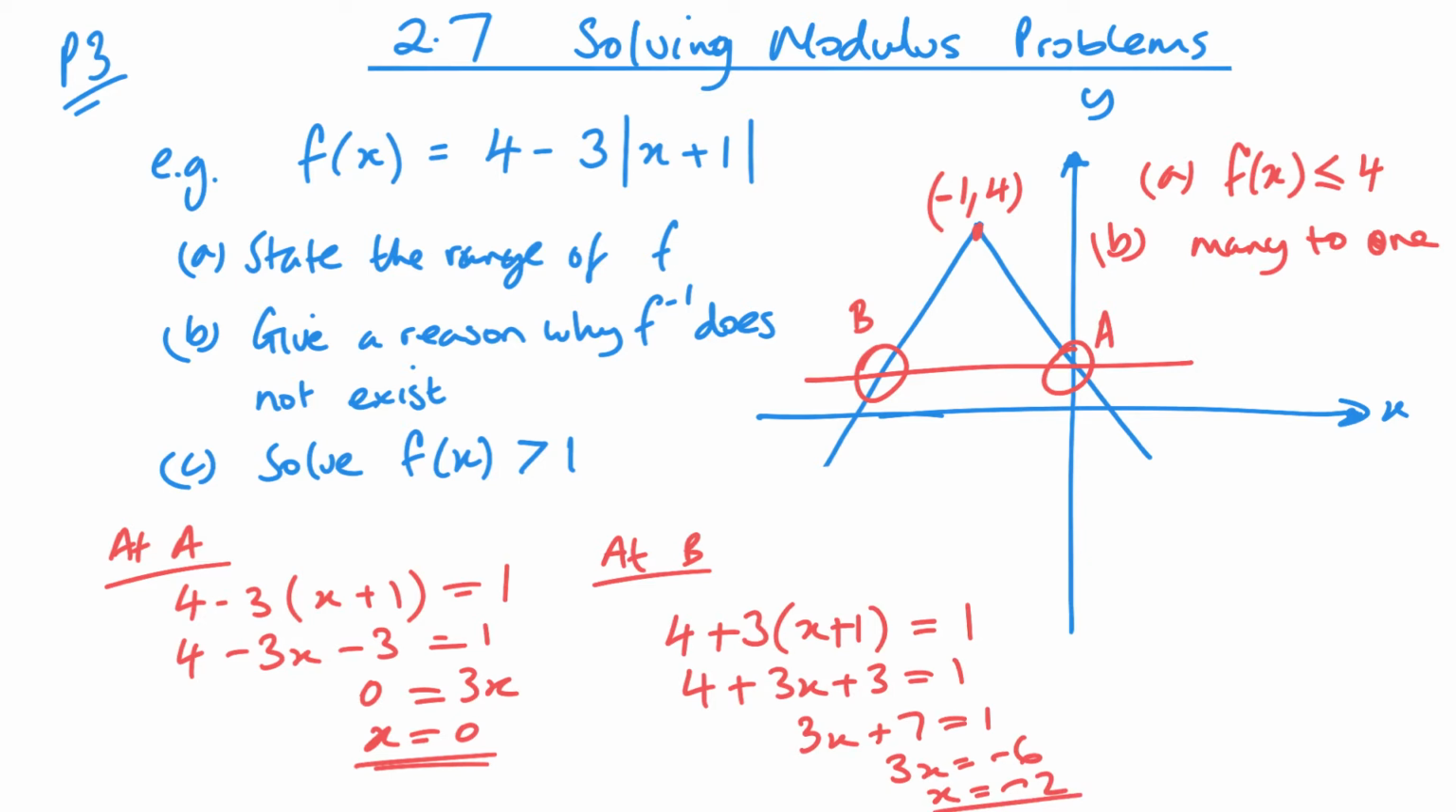Now on these I also need to give the y coordinate, but the y coordinate, as you know, is already here. So my coordinates at A are 0, 1, and my coordinates at B are negative 2, 1. And that's that question done.